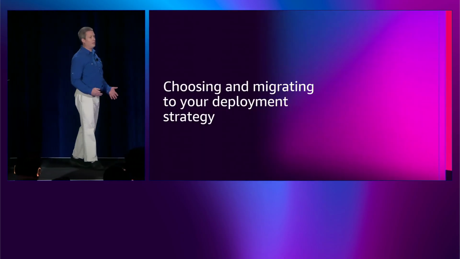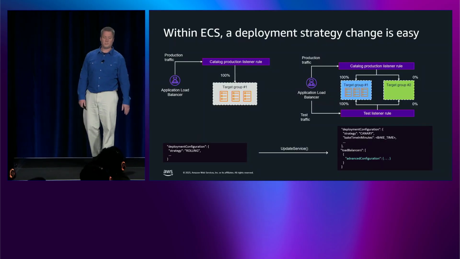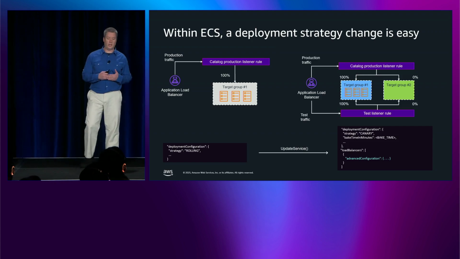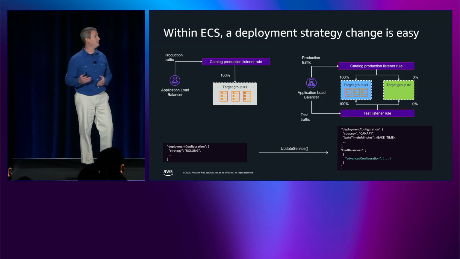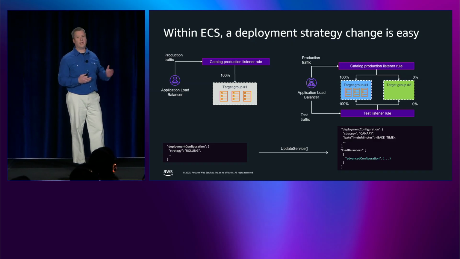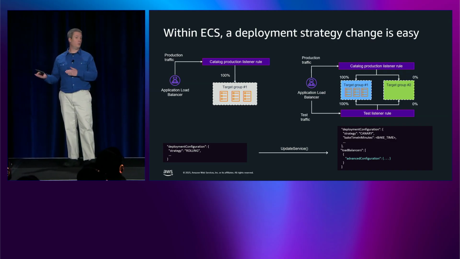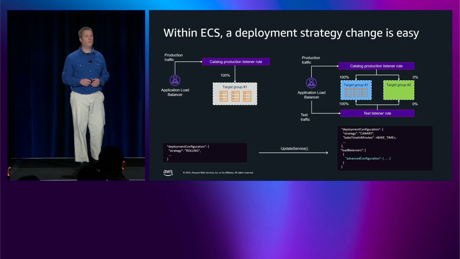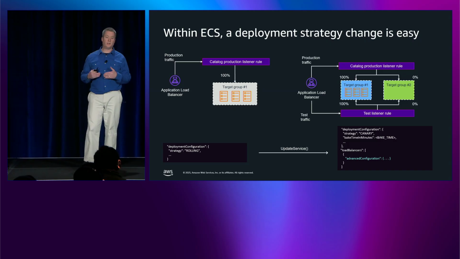So let's go through a couple of the things of choosing and also migrating between strategies. First, changing them is really easy. You can just change the strategy in the deployment configuration, as Mike talked about. The key is adding that advanced configuration if you're using a load balancer. Once you've added that advanced configuration, then you can actually go to blue-green, back to rolling, to canary, to linear. It's very fluid.